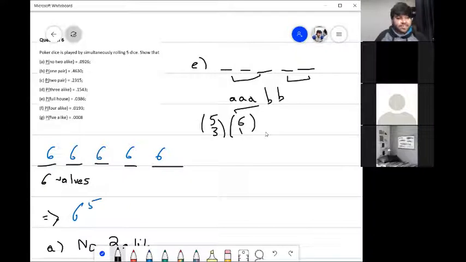I know for a fact that there will be questions after this, and if there are, I am more than willing to hear them after this. So 5C3 fixes these three, and 6C1 is the number.